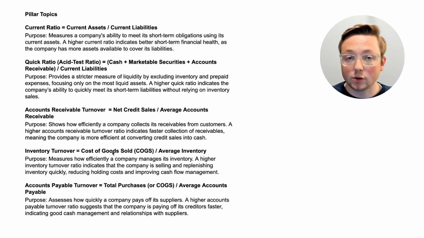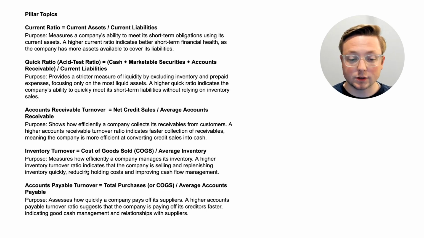Next is inventory turnover. This is cost of goods sold, or COGS, divided by average inventory. This measures how efficiently a company manages its inventory. A higher inventory turnover ratio indicates that the company is selling and replenishing inventory quickly, reducing holding costs and improving cash flow management. So again, it's how quickly they are getting their inventory out and potentially in as well.